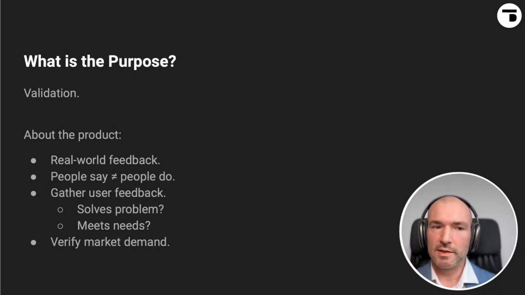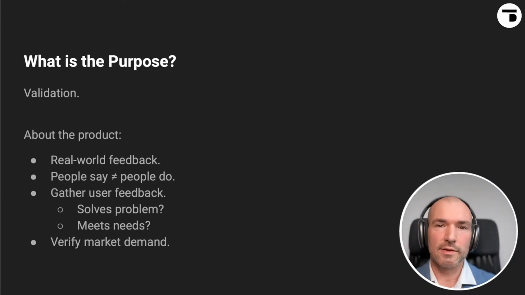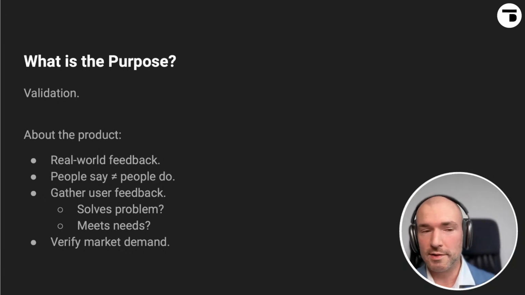And the purpose is validation. You did the customer research, but now you need real world feedback, because what people say and what people do are two different things. People will say, yes, I would pay for that. It's useful, but until they vote with their wallets, you can't really trust that feedback. So it's good to do customer research.